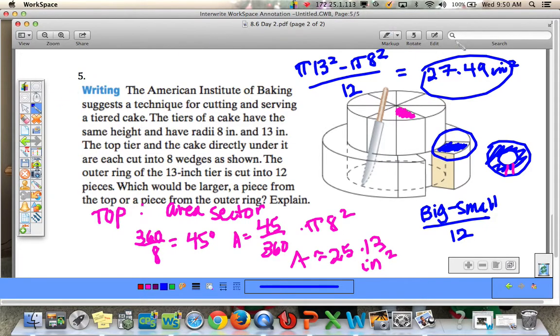So your assignment will be to practice several of these problems. Draw a picture, pick your formulas, and solve.